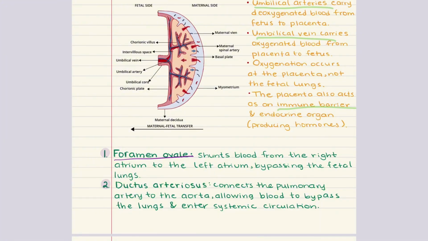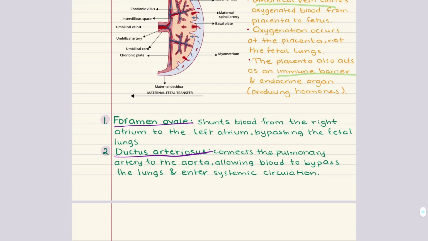The second shunt is the ductus arteriosus. This vessel connects the pulmonary artery to the aorta, which again allows blood to skip over the lungs. So blood that does enter the pulmonary artery is rerouted into systemic circulation.